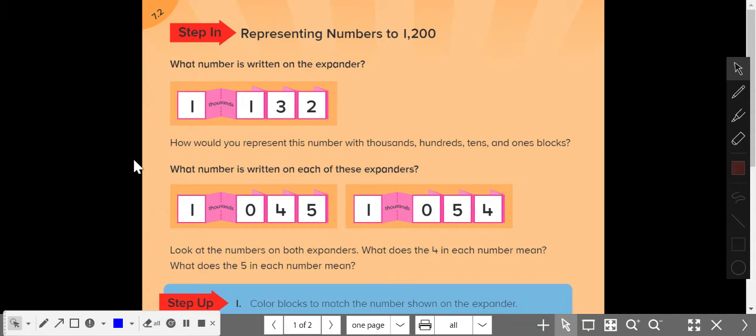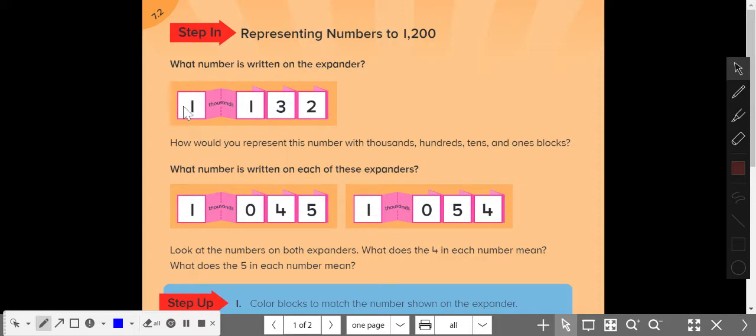What number is written on the expander? Try reading it. Now read it with me. 1,132. Notice that the expander is partially closed today. It was open a little bit more yesterday on our worksheets.